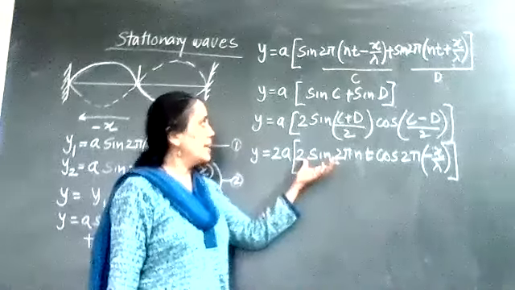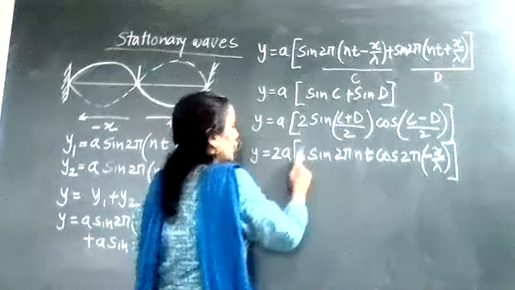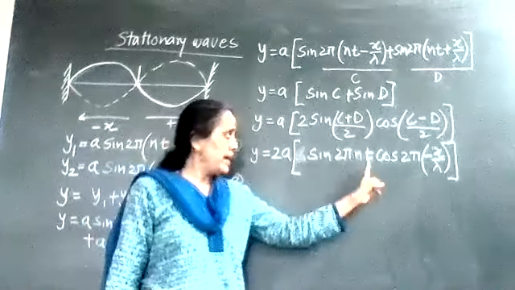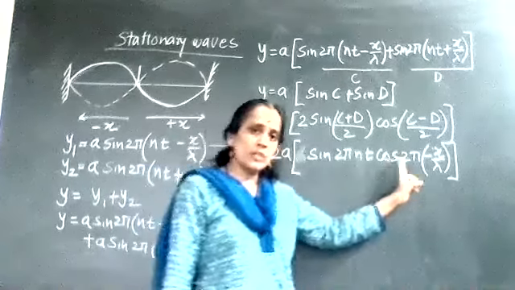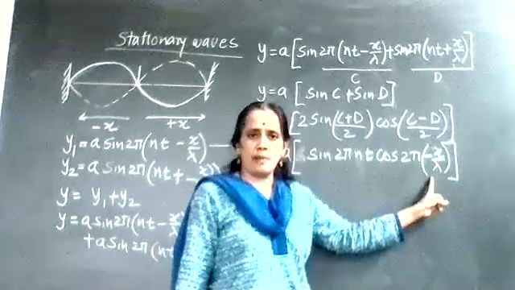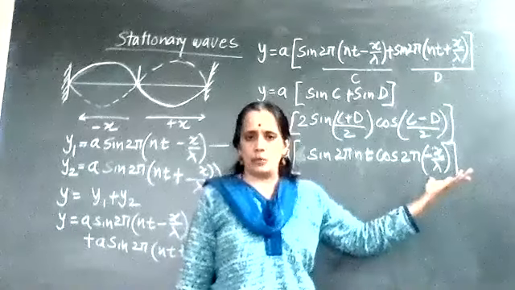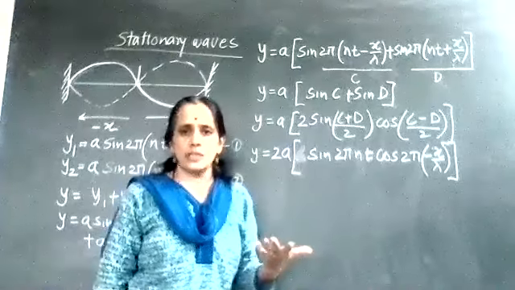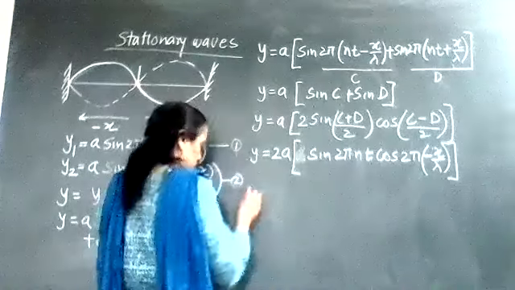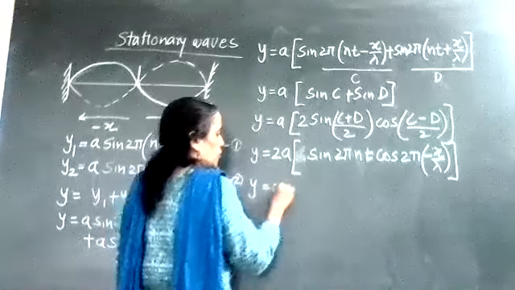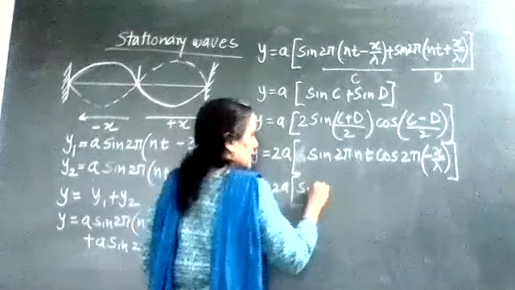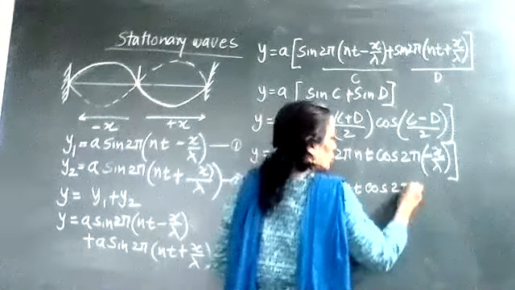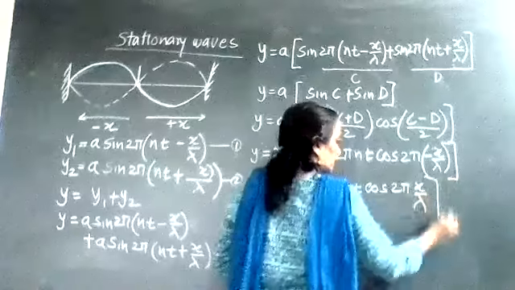So what am I getting here? 2a. And here I will not write 2 again, because already I have taken 2 common. So 2a in bracket sin of 2 pi nt, here cos of 2 pi into minus x upon lambda. Means cos angle is negative. And we know that cos of minus theta can be written as cos theta. So now I can write the equation. Your y is equal to 2a in bracket sin of 2 pi nt into cos of 2 pi x upon lambda.